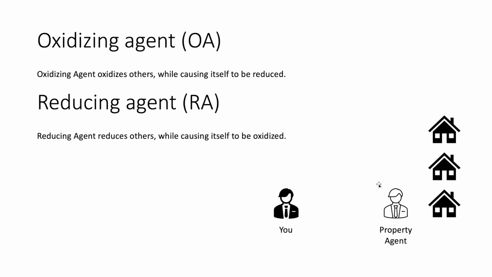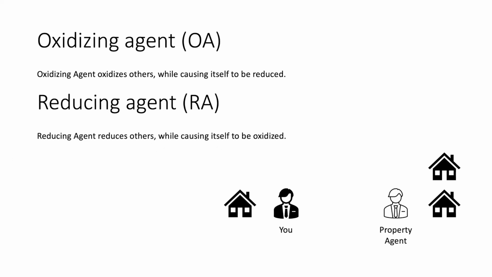So you can imagine, say, a property agent has 3 houses and sells you 1 house. The agent has 1 less property and you have 1 more property. You gain and the agent lost. So similarly, an oxidizing agent is a substance that causes another substance to be oxidized. It oxidizes others, in the process getting itself reduced. And on the other hand, a reducing agent reduces another substance, getting itself oxidized.